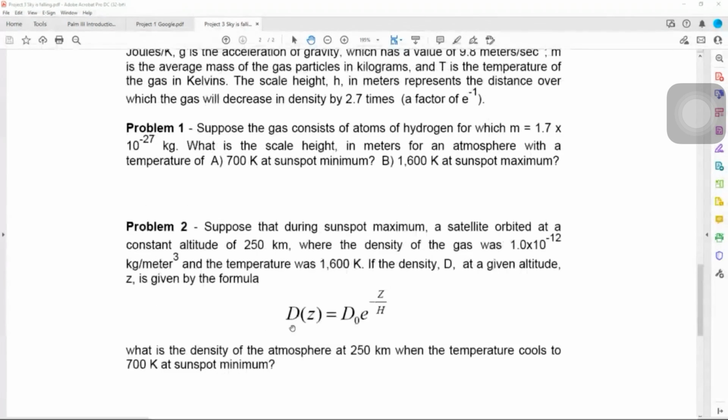Now, they look at what happens to the density of the gases. And this is showing you how the density evolves with the height.